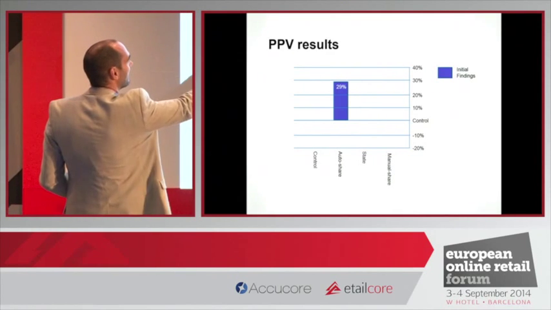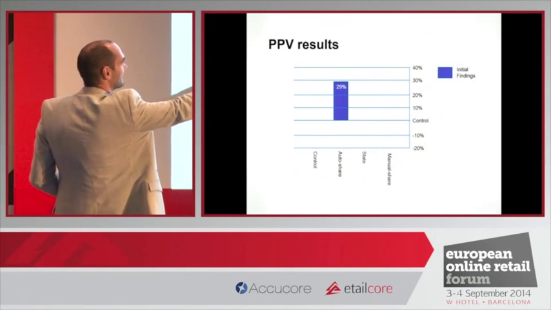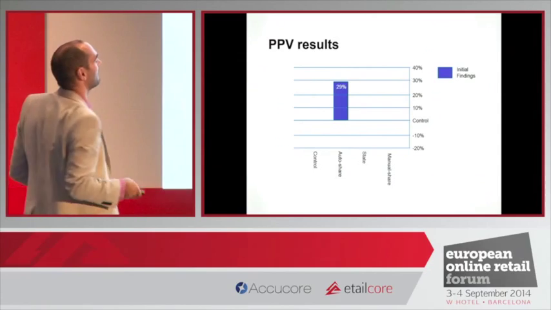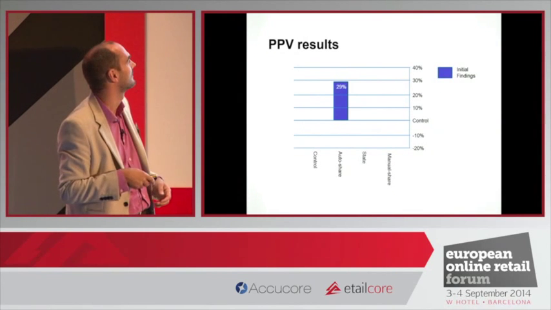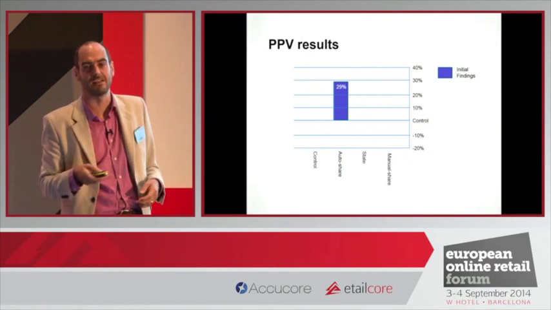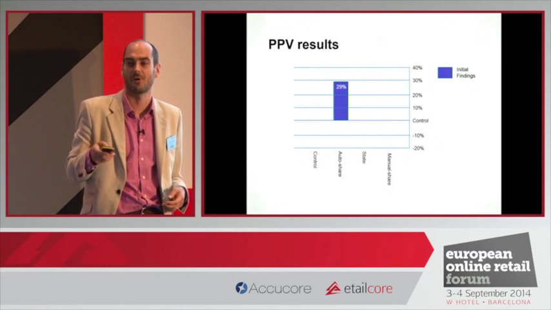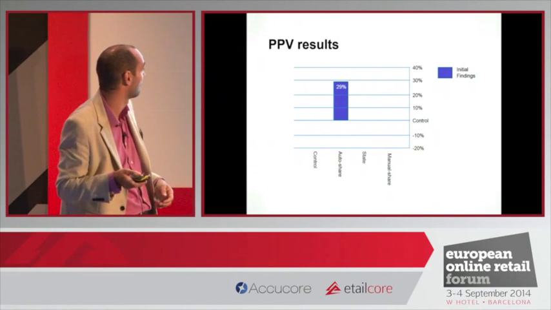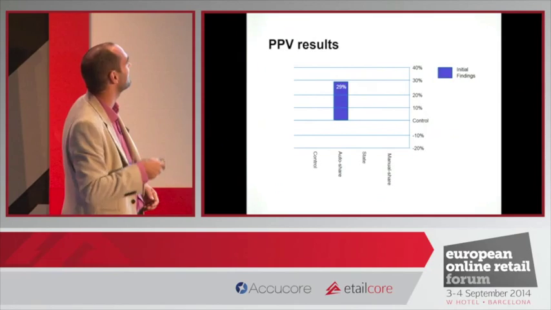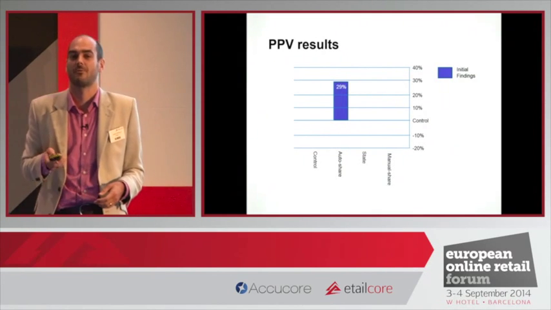So the line here is the control. We're setting that to 0 as the benchmark. The auto share condition, I put this here. This is the one where we give you a statement to put on your public social networks for us. It generated a 29% increase in perceived product value over the control.